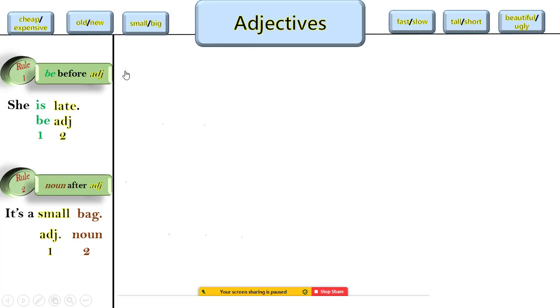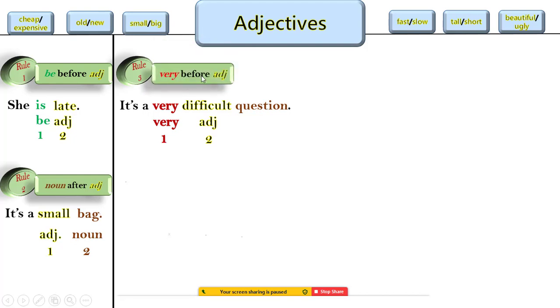So let's go to rule number three. It's a very difficult question. Okay, so here I have very, and then I have difficult. Difficult is the adjective. So very is number one, adjective is number two. So what's the rule here? Very before adjective. Number one, you write very. Number two, you write the adjective. Rule number four.